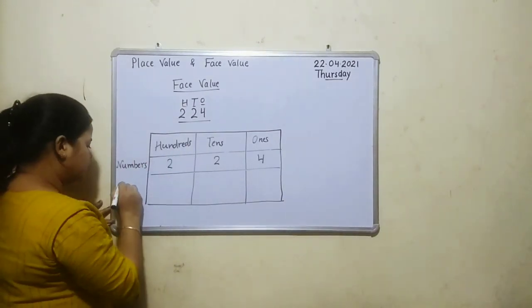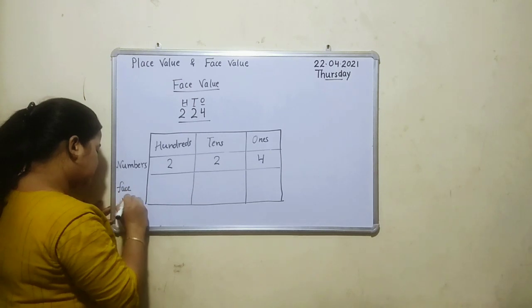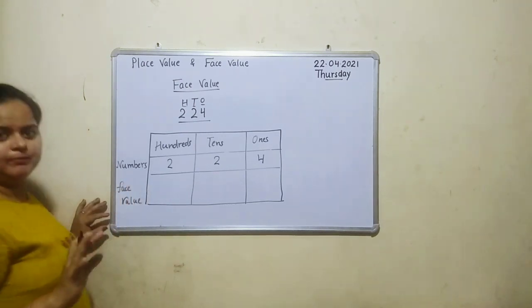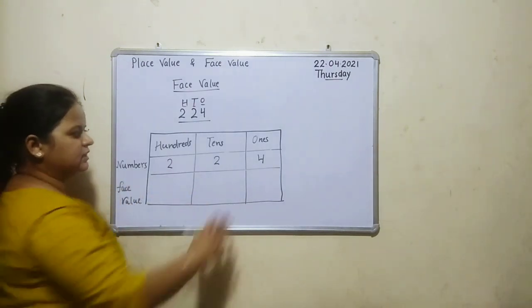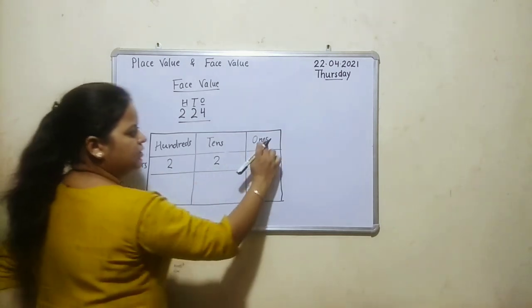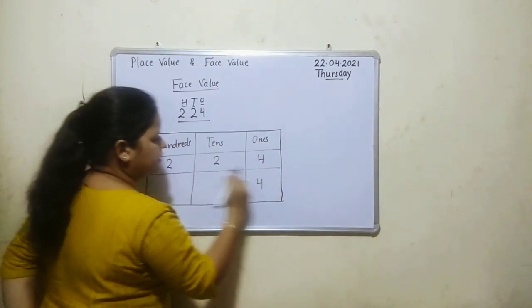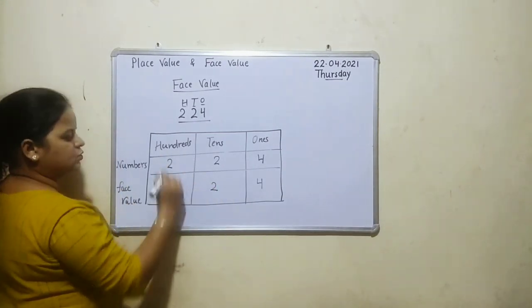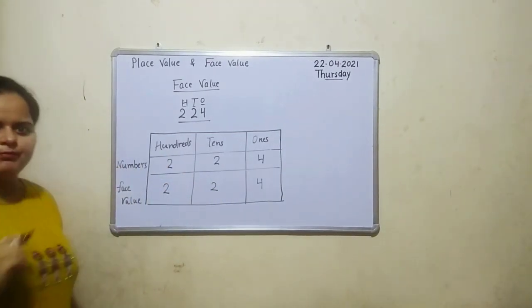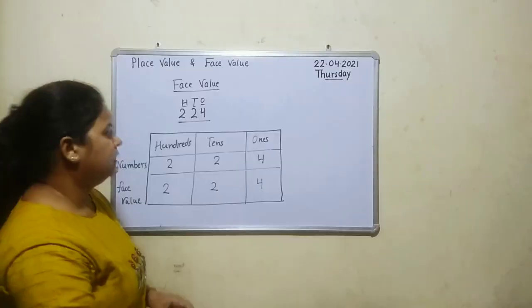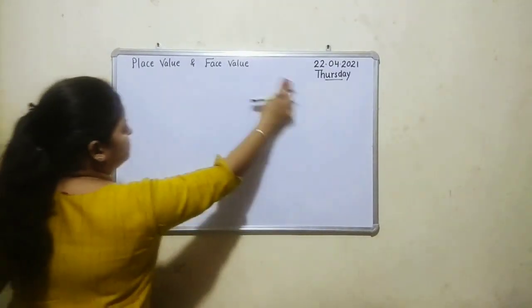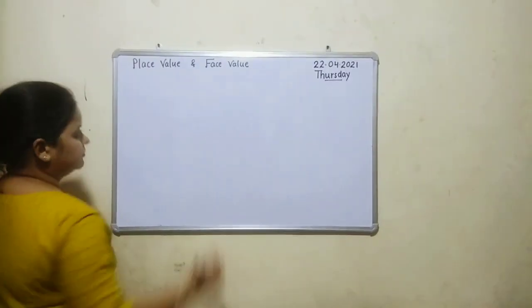So the face value of the digits will be same. It will never be changed. Face value of 4 ones is 4, 2 tens is 2 and 2 hundreds is 2. It is same, simple. Now we will look at place value.